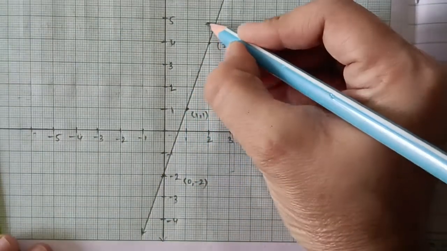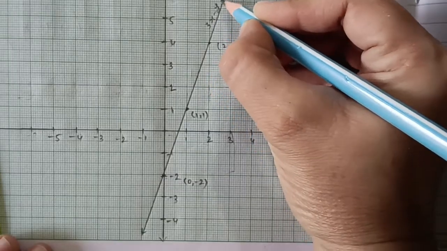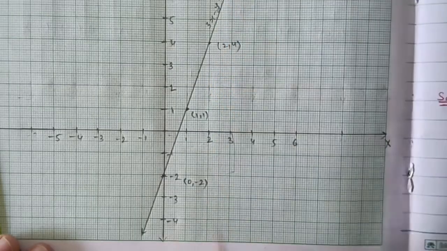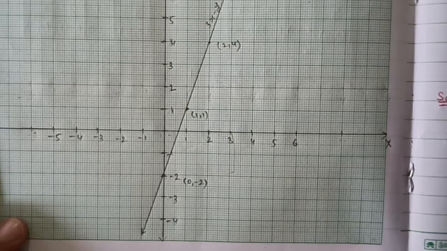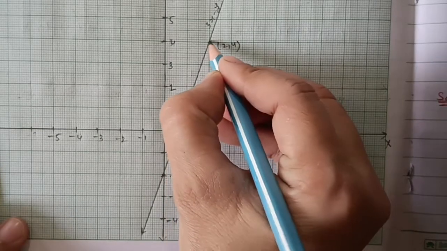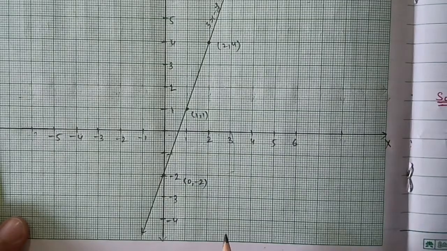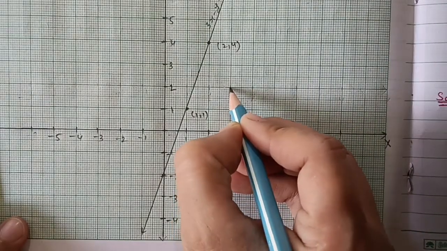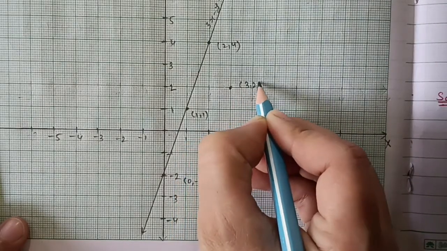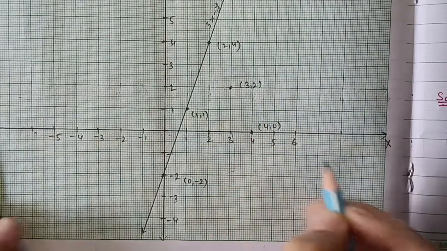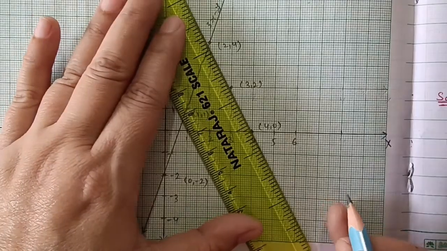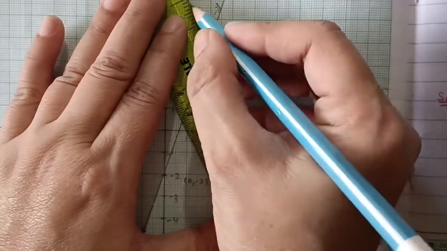This is for 3x minus y minus 2 equal to 0. Now for the second line, first point we have 2 comma 4. So this is the first point. Second 3 comma 2. Third we have 4 comma 0. And these next 3 points also we have to join.